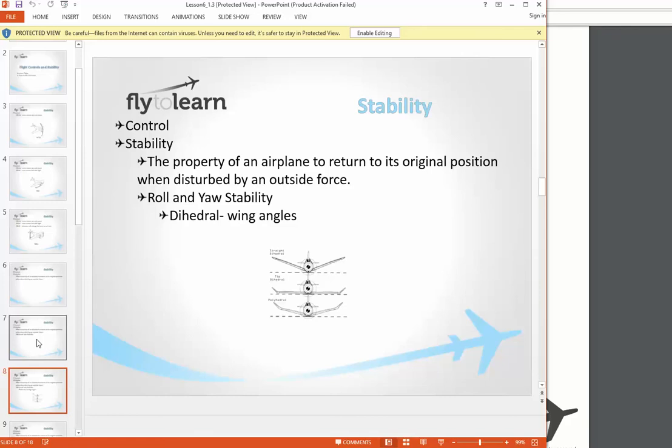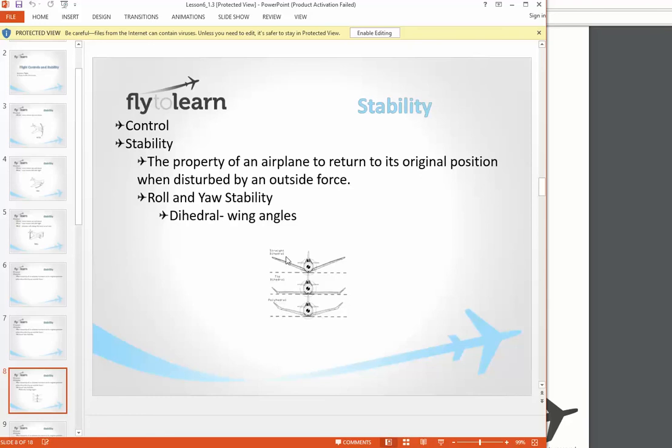But anyways, dihedral basically means that your wing tip is higher up than the place where it connects to the plane's fuselage. Alright. So there are a couple different kinds of it. Straight dihedral, which is just one solid angle. Tip dihedral, which is only your plane tips are higher than the fuselage. And polyhedral, which is two different angles.